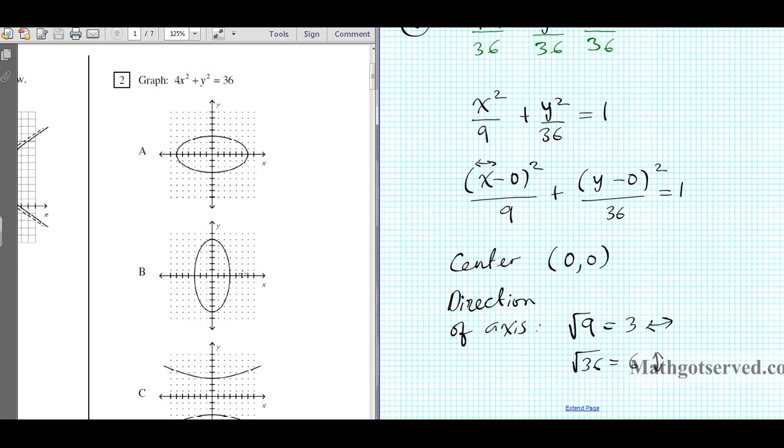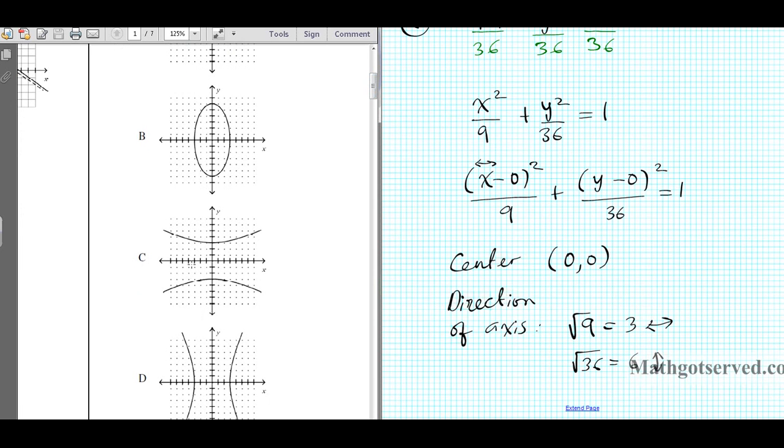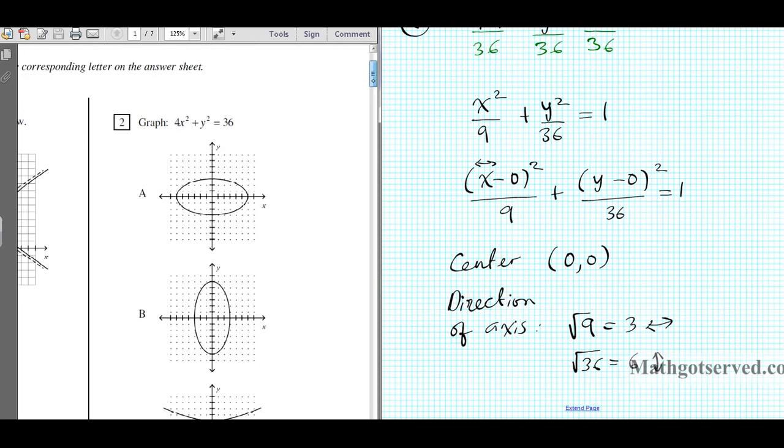Okay, so which graph has a center at 0, 0? Let's take a look at our options right here. Now we can clearly see that options C and D are not the answers because these are hyperbolas. This is an ellipse because you have two squares, different denominators, and a plus. So C and D are eliminated. We're looking at option A or B.